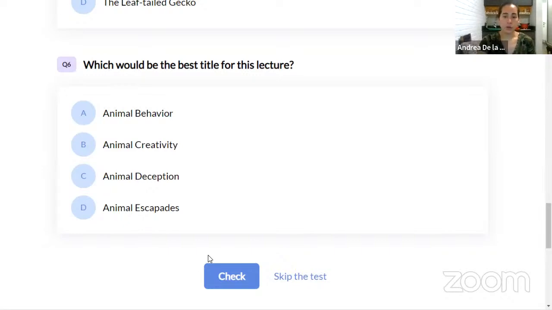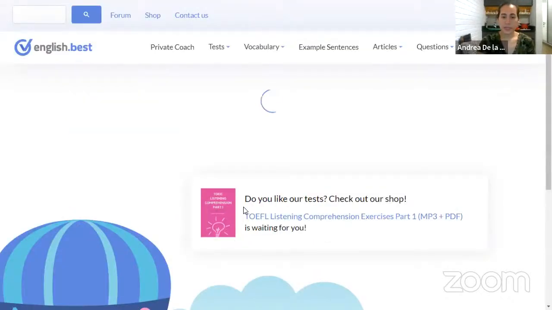Ricardo says C, okay. Mary agrees. Okay, so yeah, I think it is C, because it's all about how... Escapades could be another one, but not all of the animals that were mentioned were trying to escape. Some of them were actually trying to catch their prey. Right? So deception, yes. Let's check.